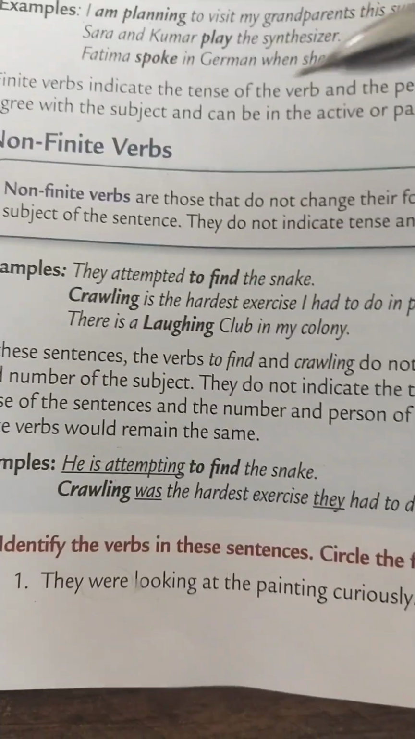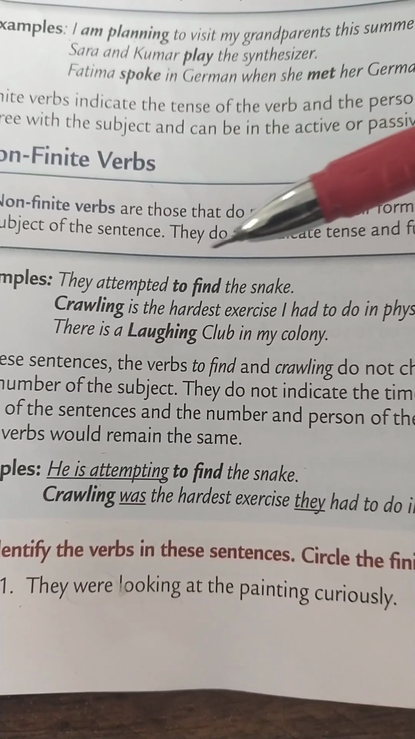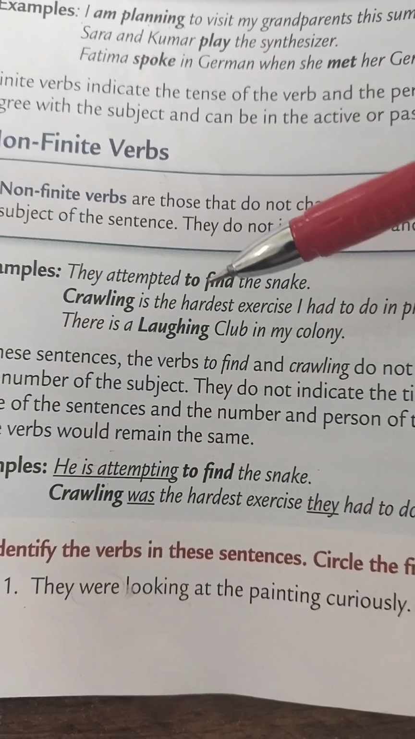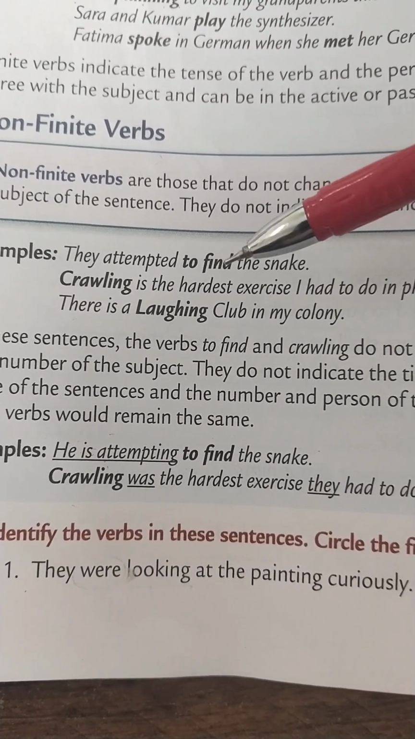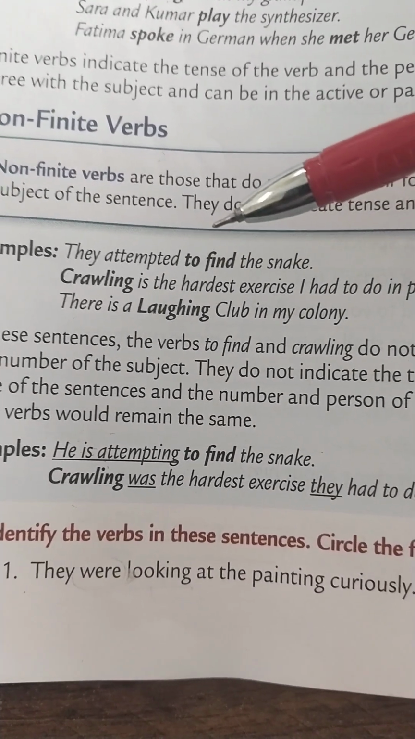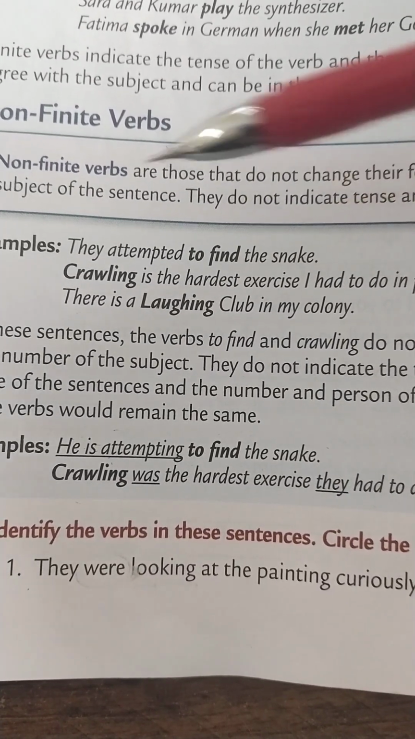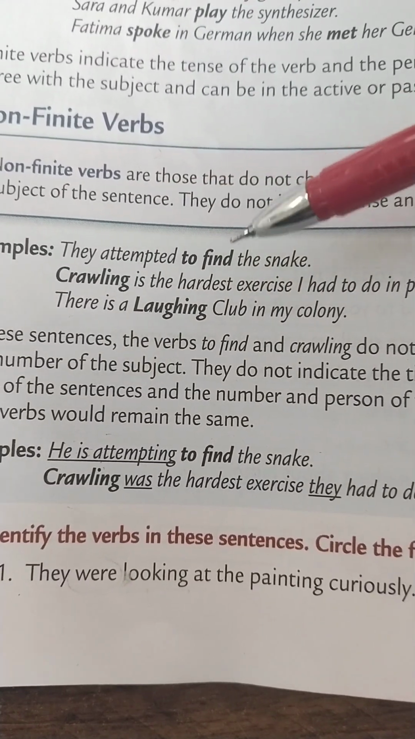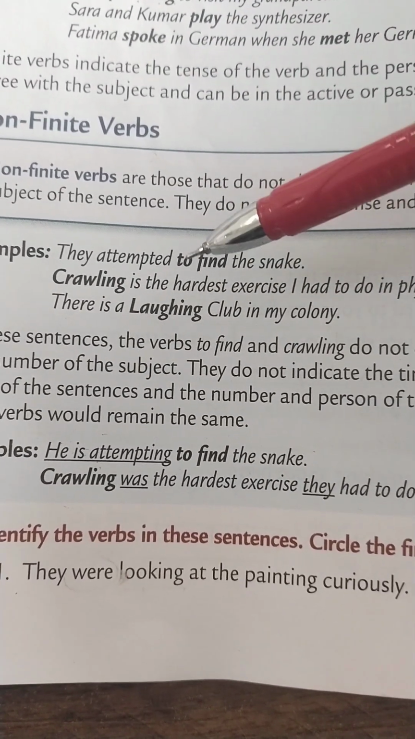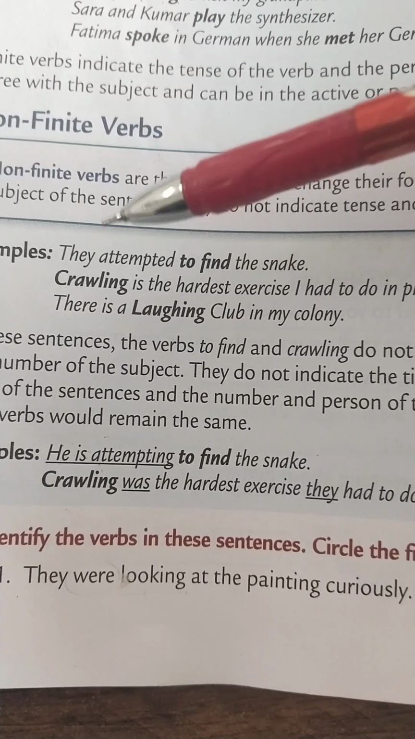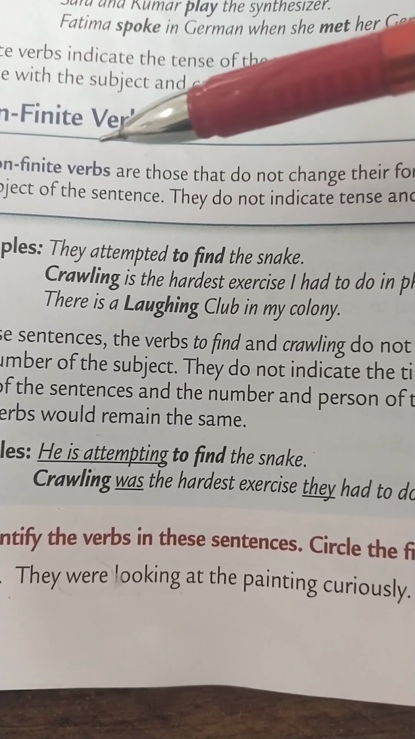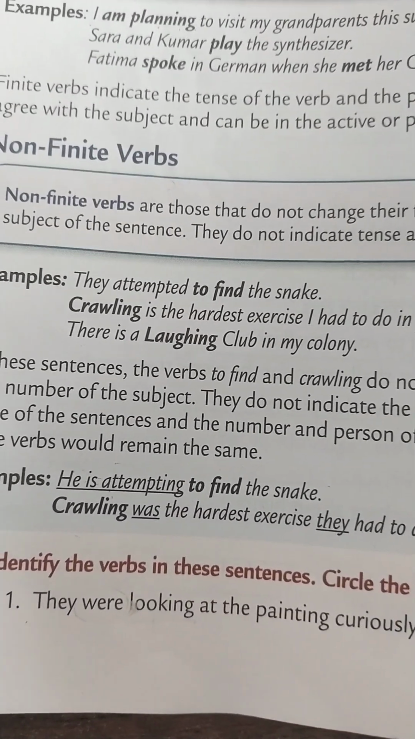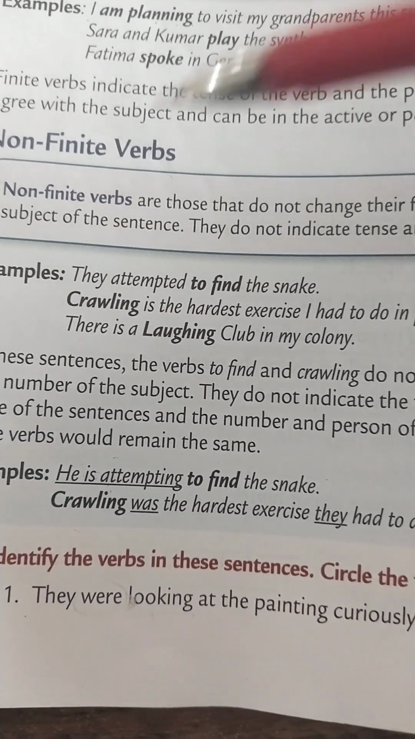Let us understand this with the help of a few examples. They attempted to find the snake. Now in this sentence, children, the verb "to find" is a non-finite verb. It does not change according to the number or person of the subject of the sentence. For example, in place of they I use she: she attempted to find the snake. So it will remain the same whether the subject is singular or plural, and whether the subject is first person, second person or third person.